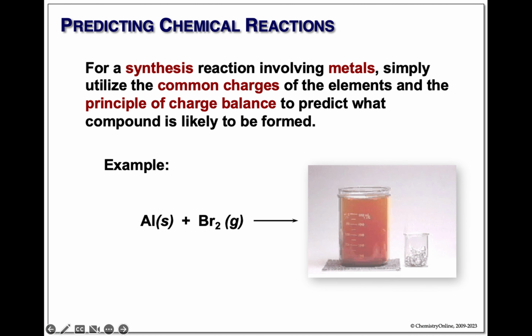Synthesis reaction involving metals. It's important, if you see what looks like a synthesis reaction and you're trying to figure out the products, to first look and see, is there a metal involved? If there's a metal involved, our product is going to be ionic. So we need to remember that.